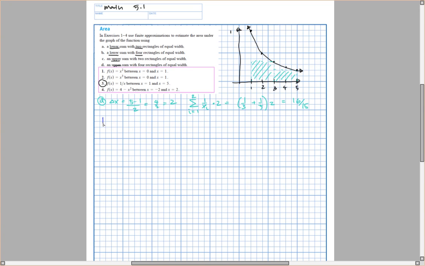Let's do part B. We're going to get new rectangles. So let's erase these rectangles we got now. Part B says lower sum 4 rectangles. So we get this, this, this, and this. Okay, so you're going to see that delta x obviously is 1 in this case.